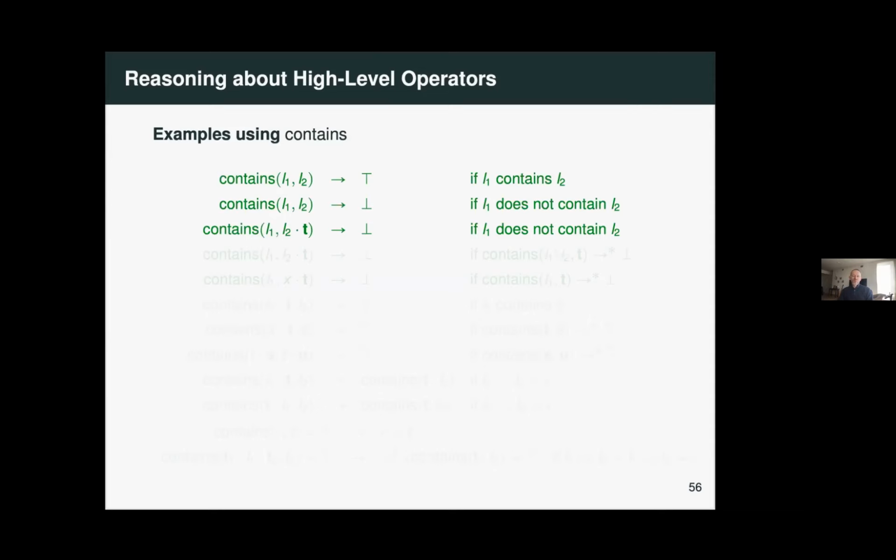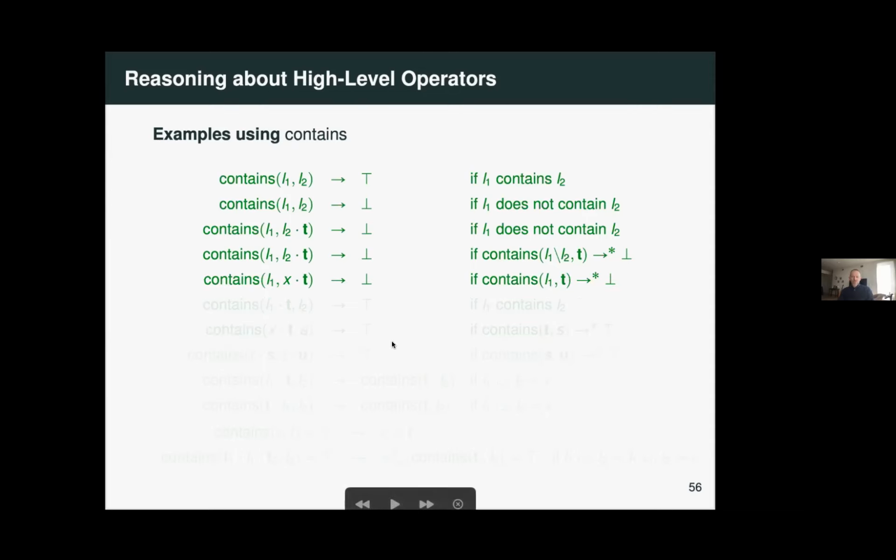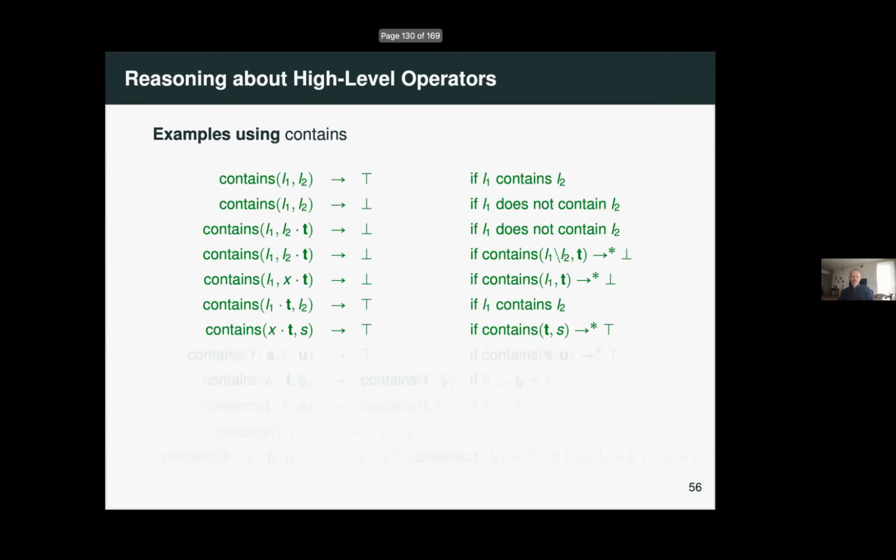If I have L1 contains some string literal L2 concatenated with T, then if L1 does not contain L2, it already has to be false. Similarly, if you just take out the L2 part and show that that doesn't work, then it doesn't contain L2 concatenated with T. Okay, so there are some more rules here. I won't go through all of them.